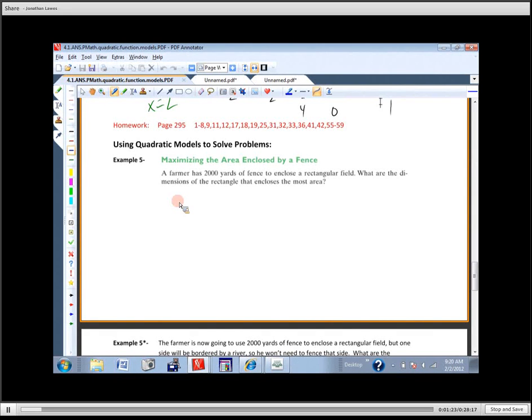The most area possible. So first thing we probably ought to do is maybe draw a picture. He could do something like this. He could make it really wide, but not very tall. He could make it really tall and not very wide, or he could find something in between, something shaped maybe about like this. Well, we're going to figure out what type of rectangle is the most efficient way to enclose this.